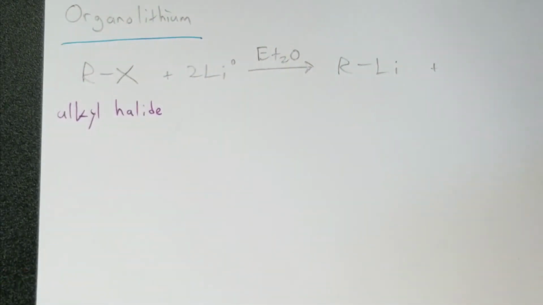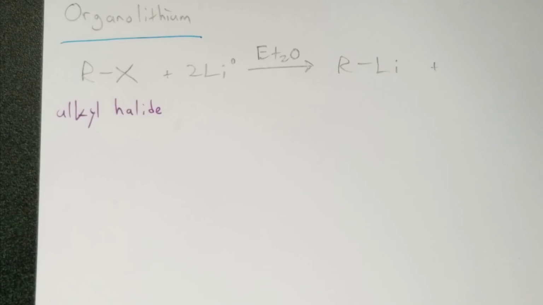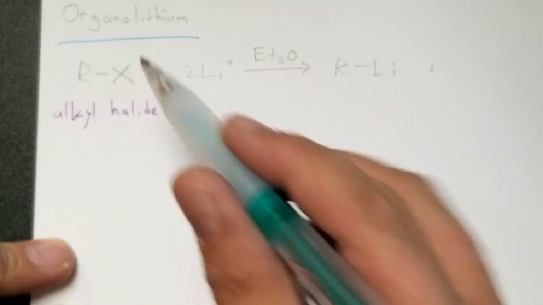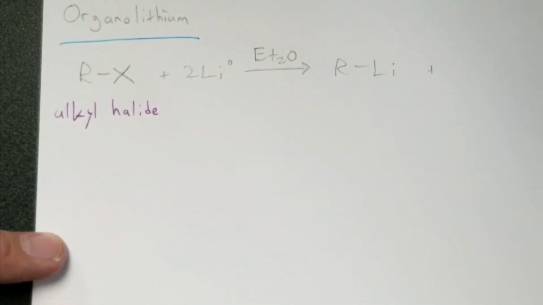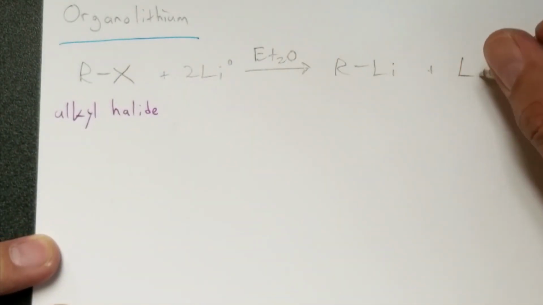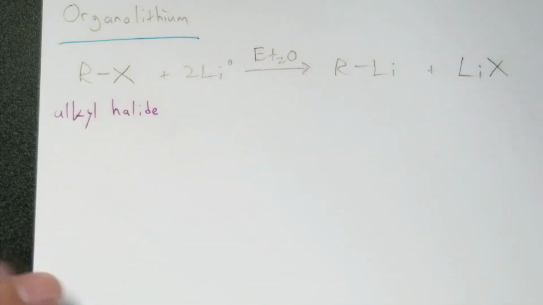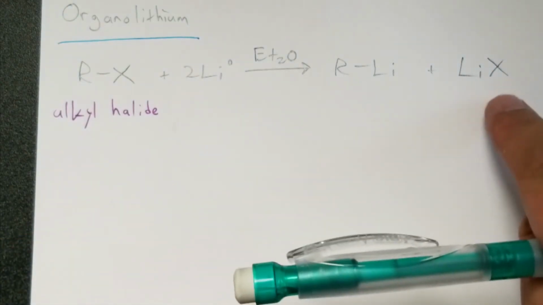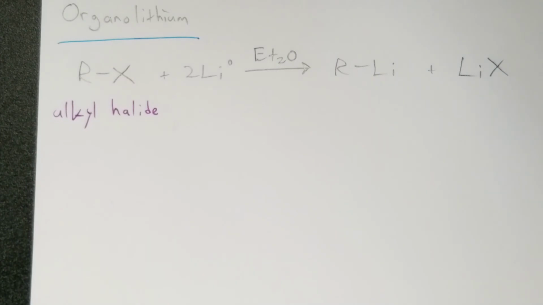If we're worrying about mass balance, what is left over? We have lithium and whatever the halide is. So if it was a bromide, it would be LiBr, chloride, LiCl, whatever. So just LiX for short. This would appear in the flask as probably a white precipitate forming, because it's in the ether solvent, not water. That would dissolve in water.